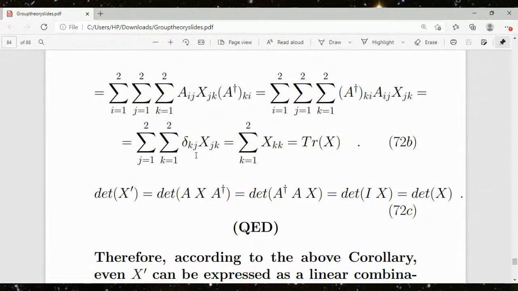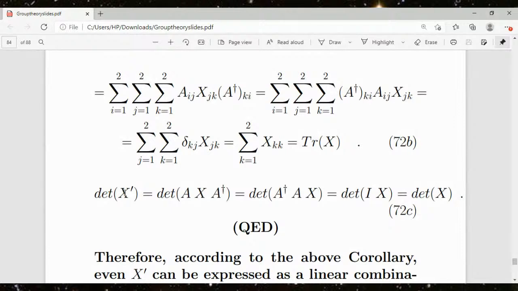And therefore we have the sum. I have summed over J first, so I have the sum over K going from 1 to 2, X KK. That is, I have summed over J, and only when J is equal to K, the contribution will be non-zero, and we get the result that indeed the trace of X prime is equal to the sum over K of X KK, which is nothing but the trace of the matrix X. So in other words, we have shown the trace of the X prime matrix is the same as the trace of the X matrix. Now let's look at the determinant.